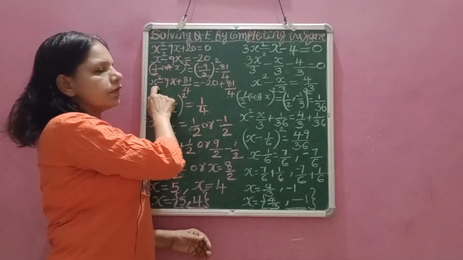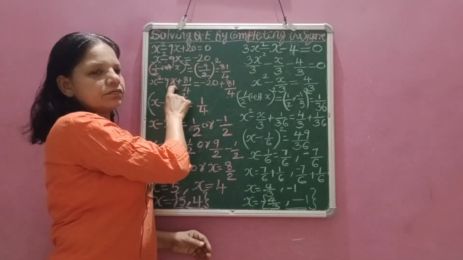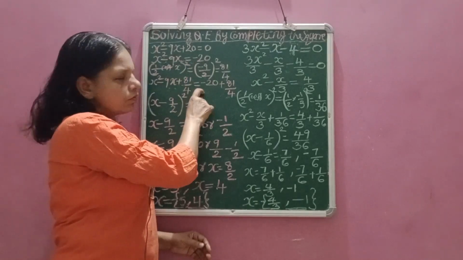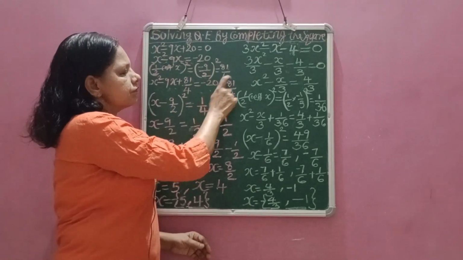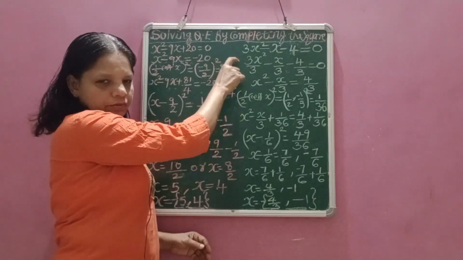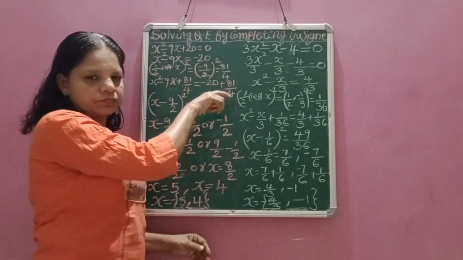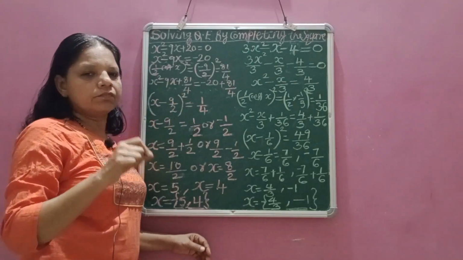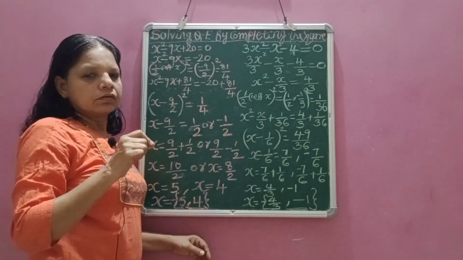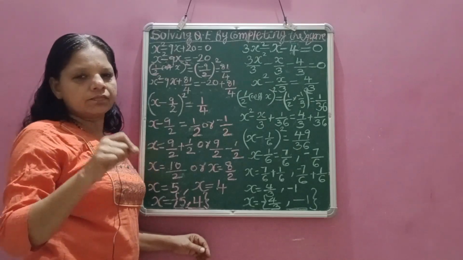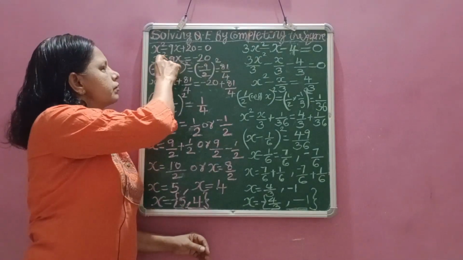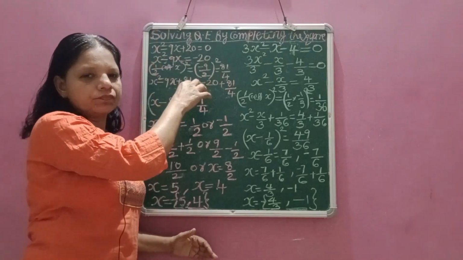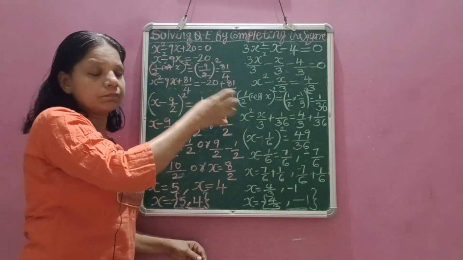That is x square minus 9x plus 81 upon 4 equal to minus 20 plus 81 upon 4. Understood? 81 upon 4, half the coefficient of x the whole square, is nothing but the value of b square in the identity a square minus 2ab plus b square. Since the middle term is minus, you have to convert it into the form a square minus 2ab plus b square.